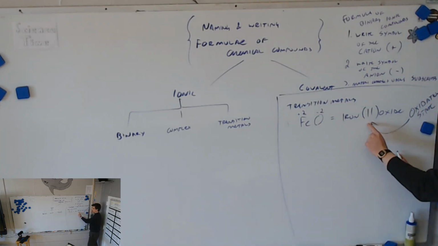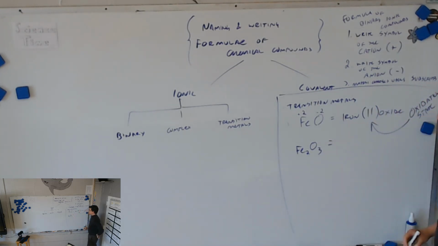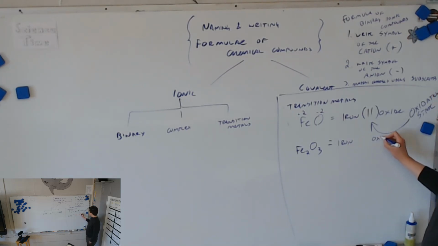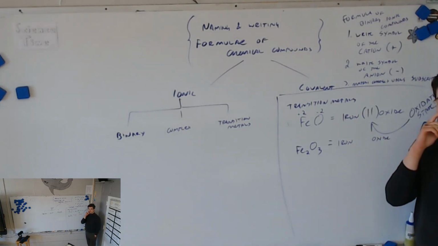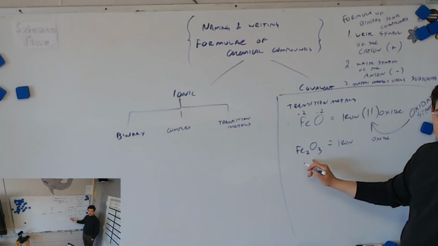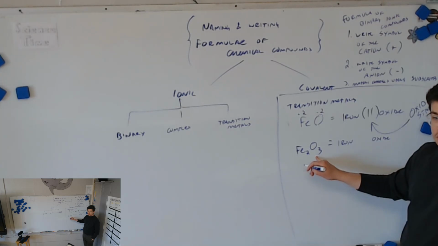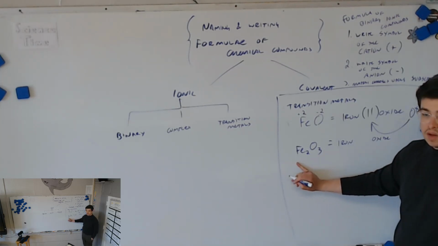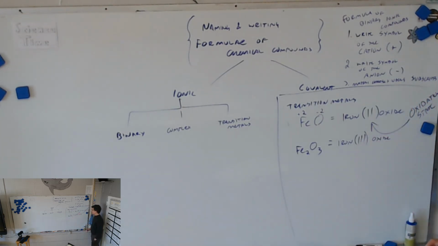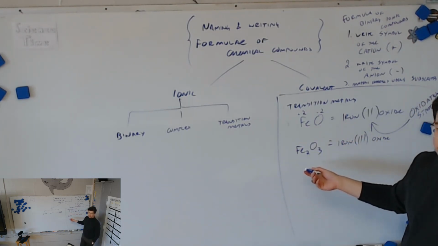Oxidation number. So then let's just do the other one now. How would we name this one? Still iron, still going to be some kind of iron oxide, except now, what is the oxidation state of the iron? It's 3, because if the oxygens are negative 2, they add up to negative 6. And so the iron must be positive 6, but there are 2 of them. So each iron is 3. So iron 3 oxide. These are totally different. They're made out of the same stuff, but they're totally different chemical compounds.